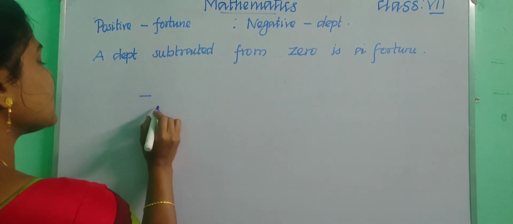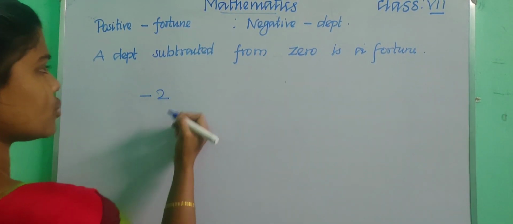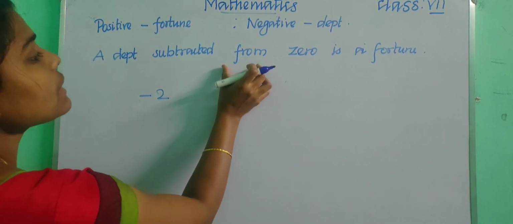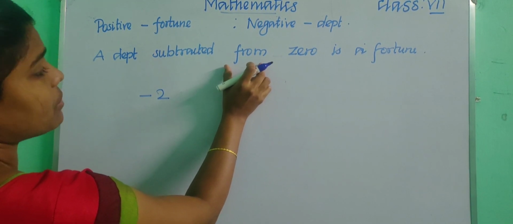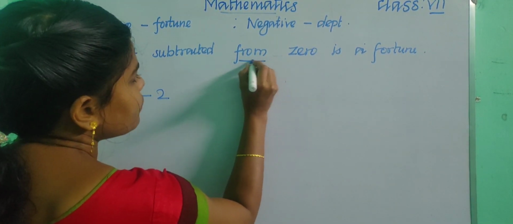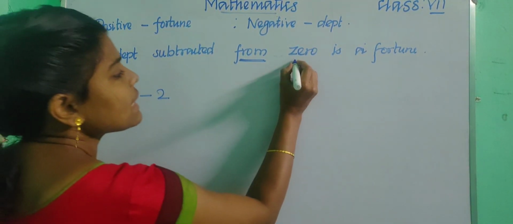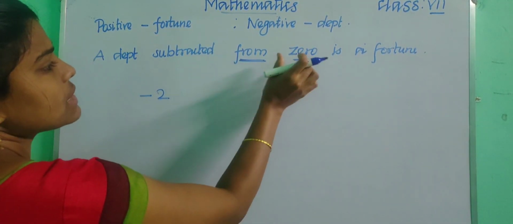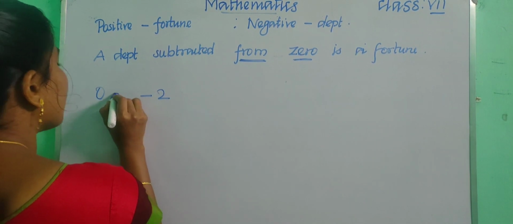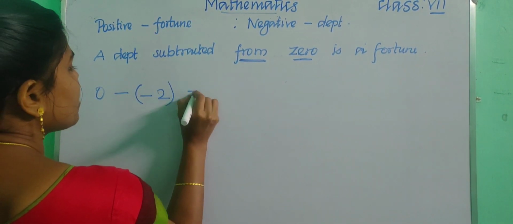So a negative integer, let us consider it as minus 2, subtracted from. We are having from, so what we need to do? We need to take the next term as the first one. 0 minus minus 2 equal to, so what will you get?